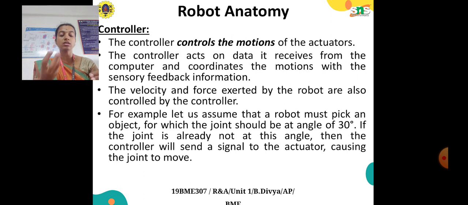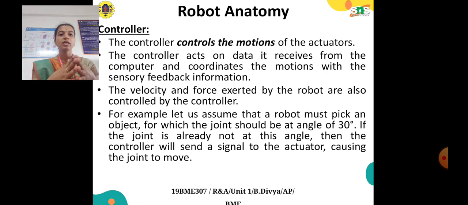By using the sensory information received from the mechanical part, that mechanical part will act according to the information received from the computer, the programmed one, right? The velocity and force exerted by the robot are also controlled by the controller. The complete part of the robot will be controlled by the main controller, right?